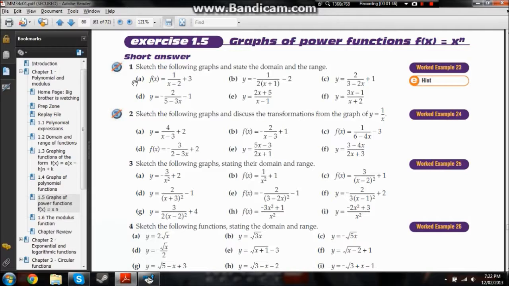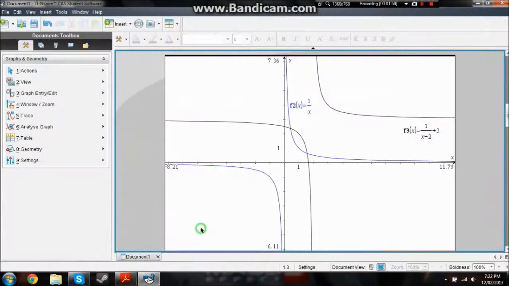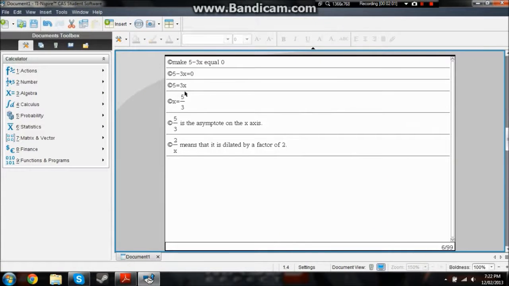Like, you may not have thought that you made it equal 0 because it's so simple. Like, you see x take 2 and you just immediately think that it's moved 2 units to the right, but what you've done is x take 2 equals 0, then x equals 2. So 5 take 3x equals 0, and then you have to rearrange that. So you get 5 on 3, and then that is the asymptote on the x-axis, I should say.